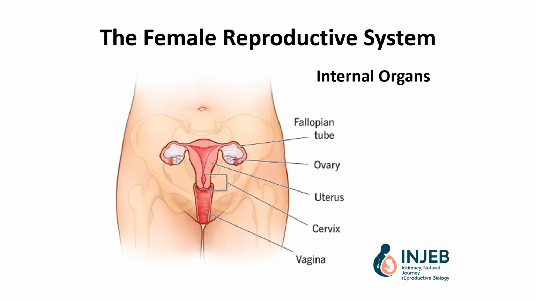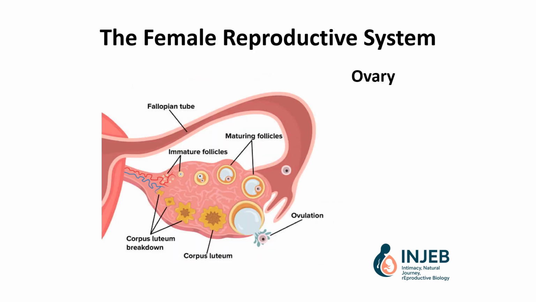Let's start with the female reproductive system. Inside the pelvis, we find the uterus, 2 ovaries, 2 fallopian tubes, and the vagina. Ovaries are small organs that contain eggs at different levels of maturation. They also make hormones like estrogen and progesterone that are key for fertility and pregnancy. Fallopian tubes connect the ovaries to the uterus. This is where fertilization usually happens.